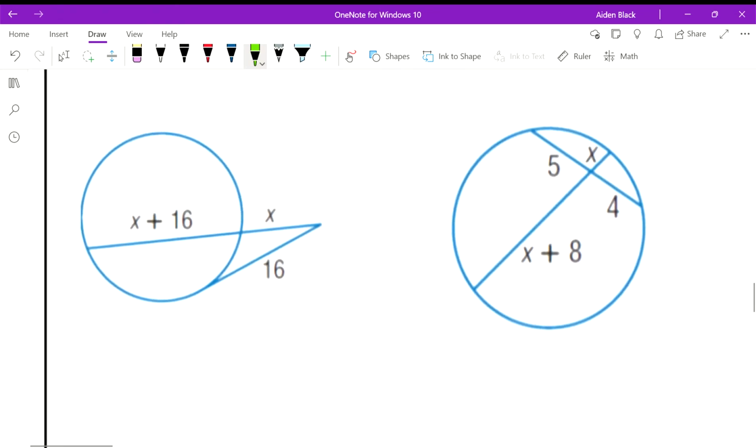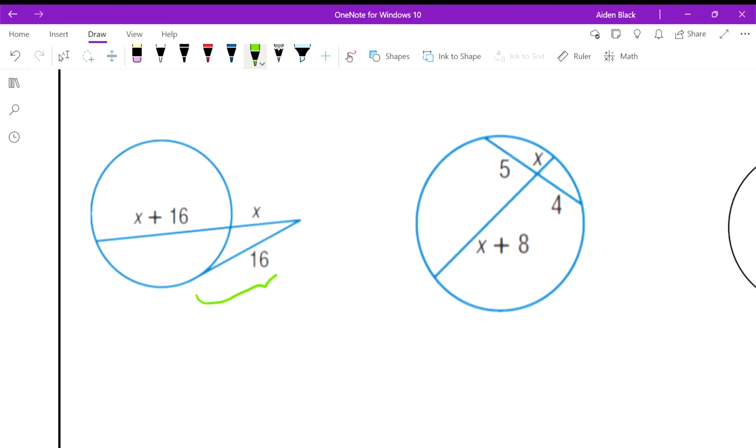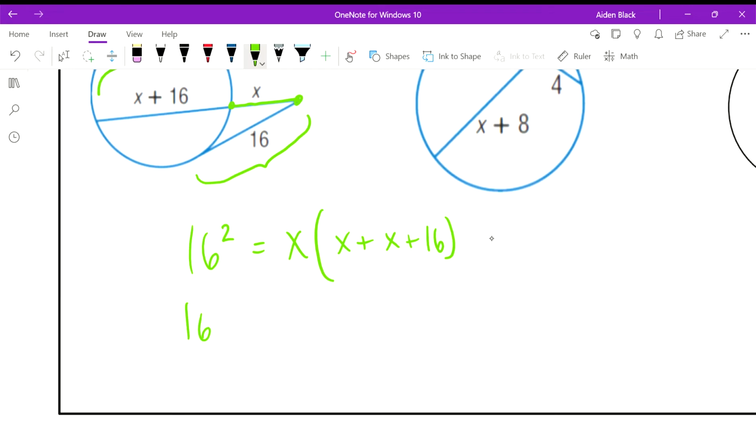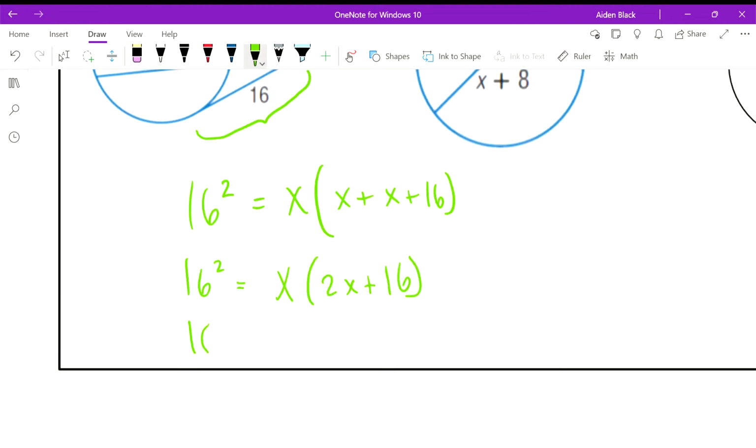Here's a tangent secant. So again, you'll have to take that tangent and you'll square it. And that is equal to the external part, remember that, the external part times the entire line segment. So that would be x plus 16. So in this case, you'd get 16 squared is equal to x times 2x plus 16, which would give us 16 squared is equal to 2x squared plus 16x.